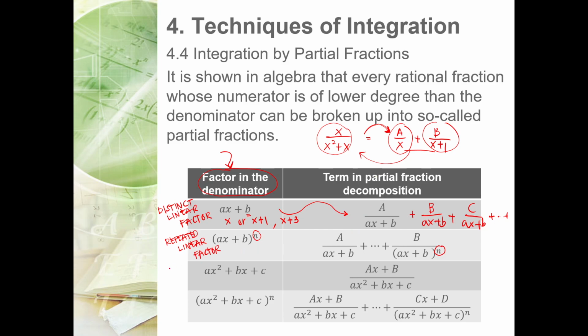Okay, so next, as you can see here, you have ax squared plus bx plus c, and this is the corresponding partial fraction decomposition. So you have Ax plus B all over ax squared plus bx plus c. This one is quadratic because it's raised to the power of 2, or the equation is of second degree. So this is a distinct quadratic factor. And then the fourth line is repeated quadratic factor.